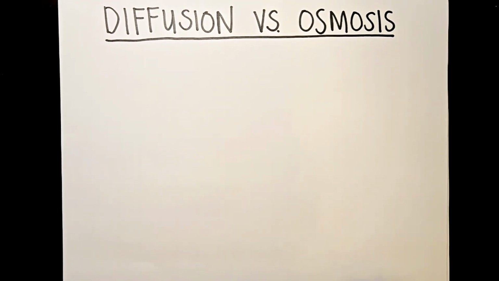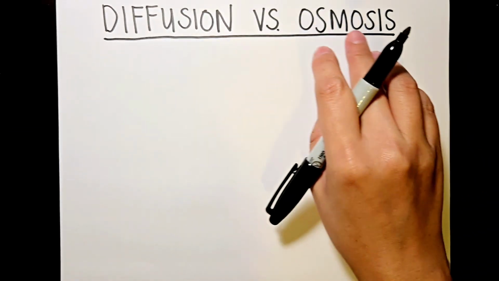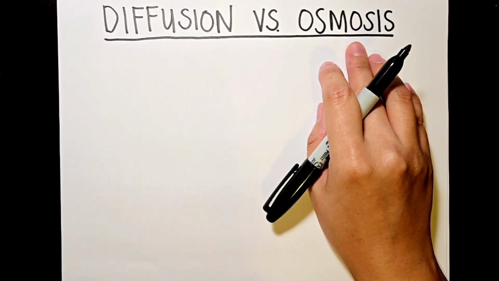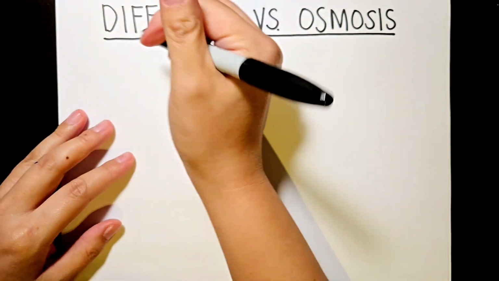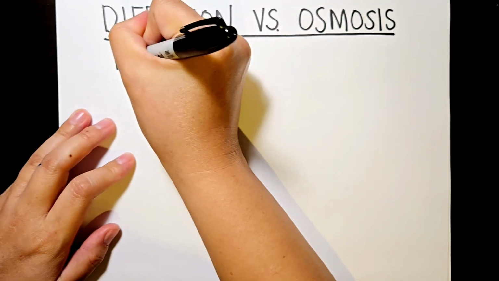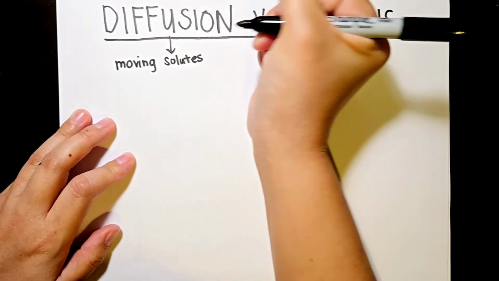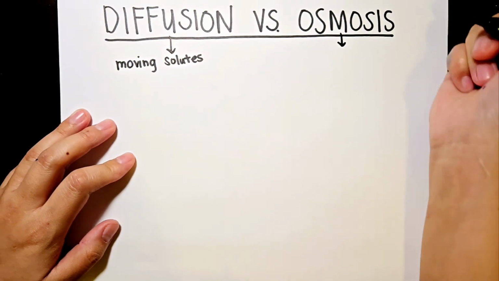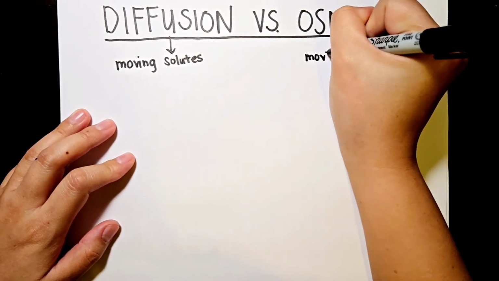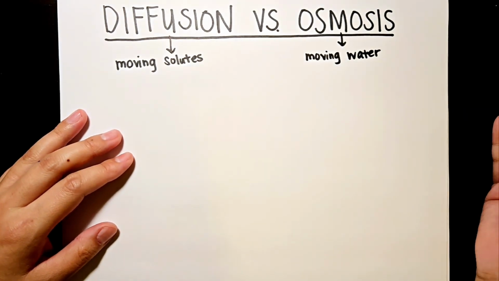Hi everyone! In this short concept video, we will define diffusion versus osmosis, which is a common confusion between these two concepts. Diffusion is defined as the movement of solutes from one location to another, whereas osmosis is defined as moving water from one location to another.